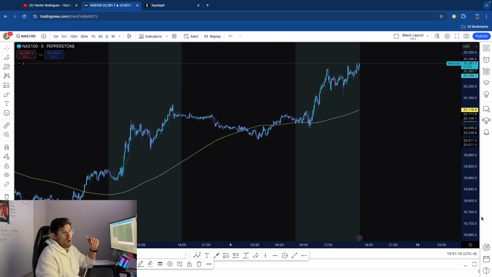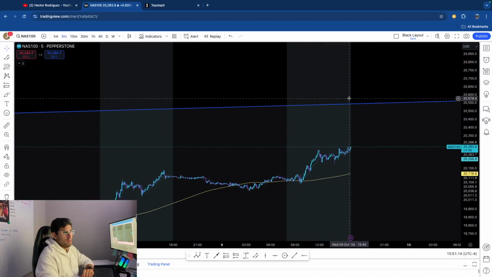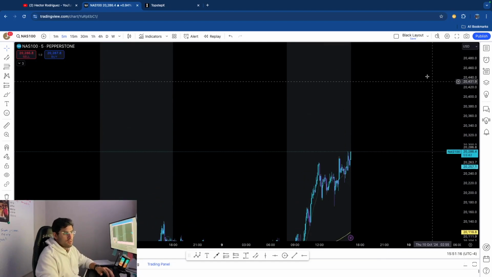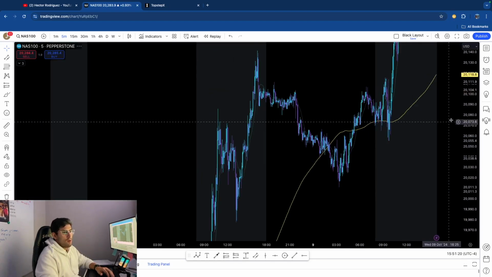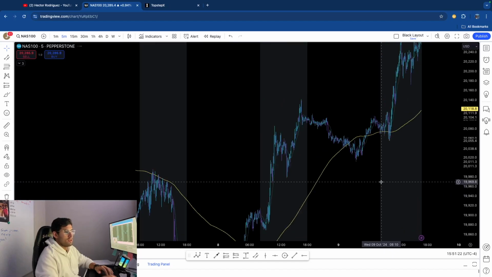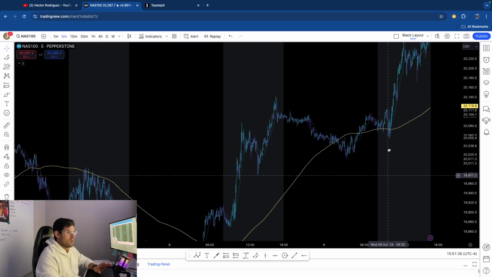Now our execution time frame is, let me actually unhighlight this, our execution time frame is the 5-minute time frame. So now I'm zooming in and looking for that confirmation: are we gonna find a demand setup that fits our criteria?